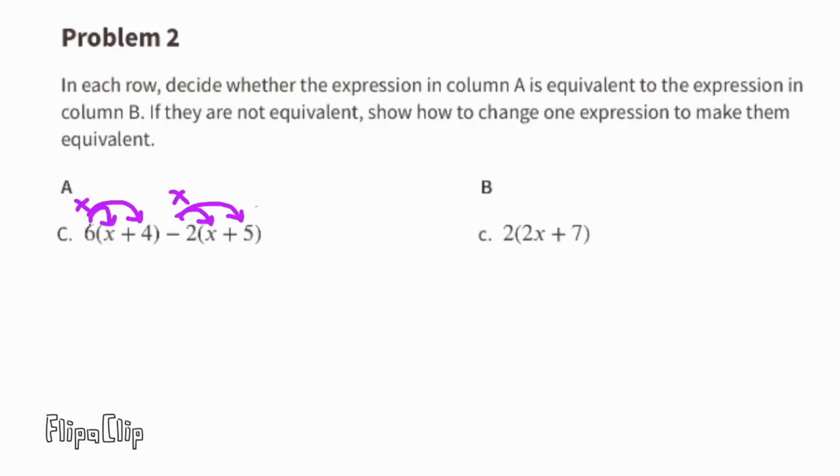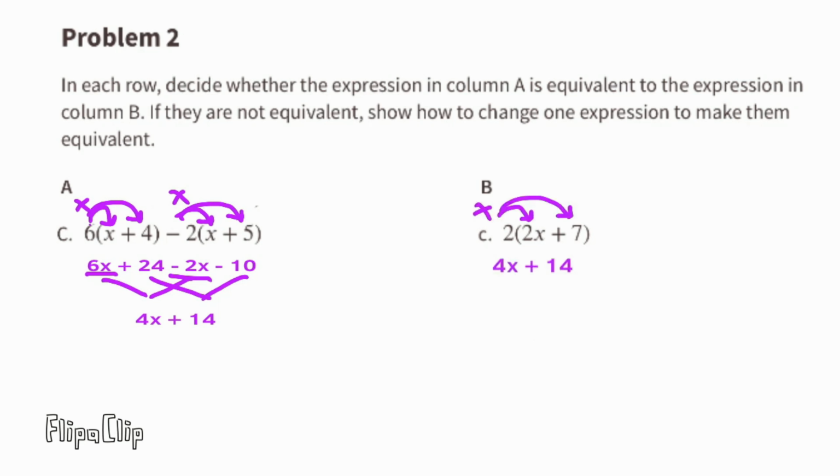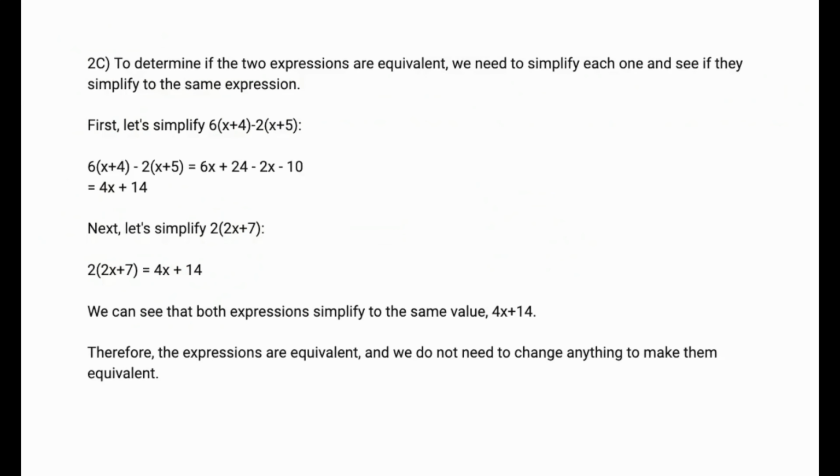C. 6 times x is 6x. 6 times a positive 4 is positive 24. Negative 2 times x is negative 2x. And negative 2 times positive 5 is negative 10. 6x minus 2x is 4x. And 24 minus 10 is 14. Now let's take a look at the expression on the right. 2 times 2x is 4x. And 2 times a positive 7 is a positive 14. So these two expressions are equivalent. 4x plus 14 and 4x plus 14. I've written out the steps for problem 2c. You can pause the video if you need to.